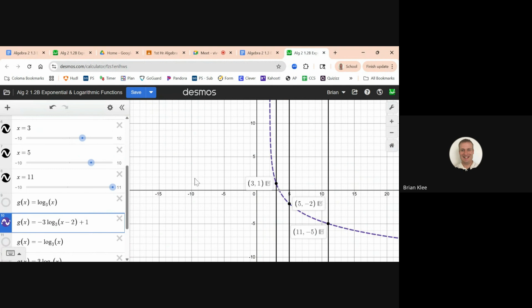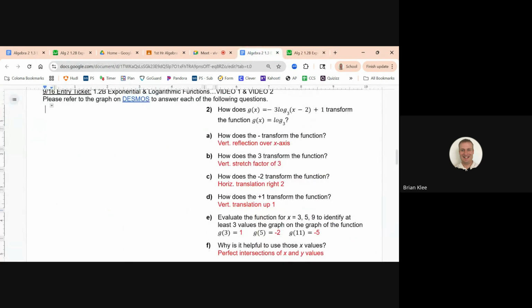So that is because it got flipped. It's trending downwards instead of upwards. And we've got the points. 3 gives us a 1. An x of 5 input gives us a negative 2. And an x of 11 gives us negative 5. And those are our values.